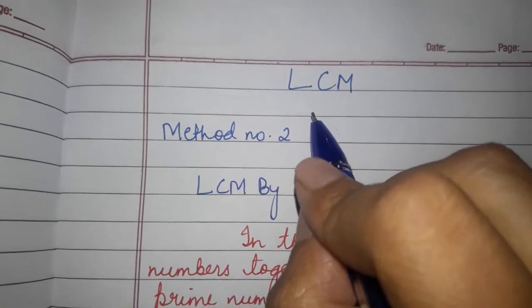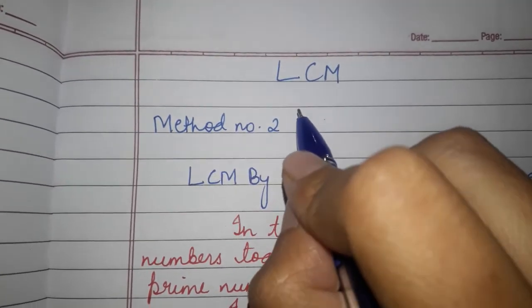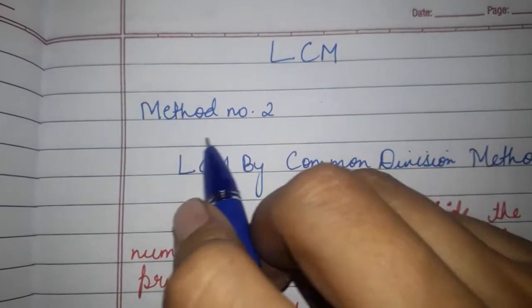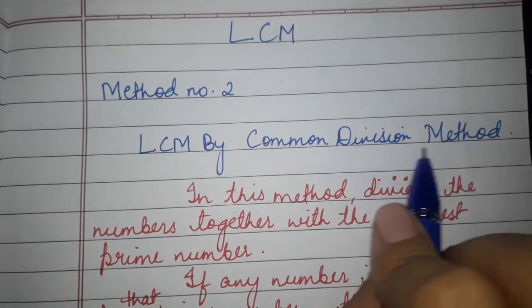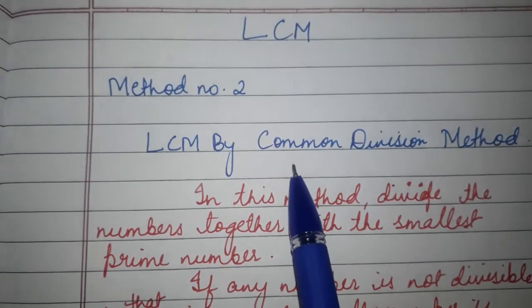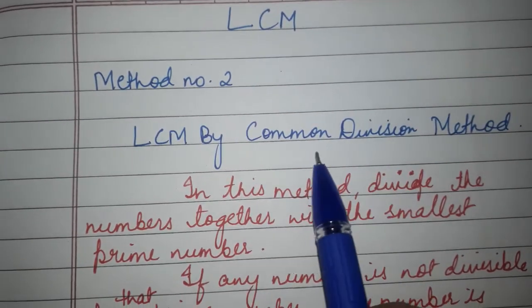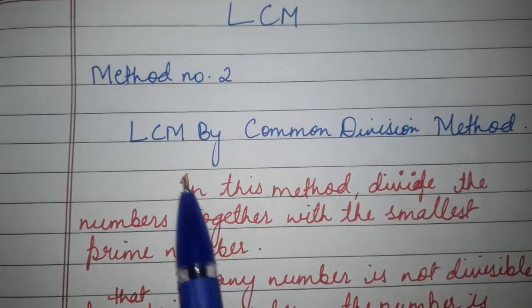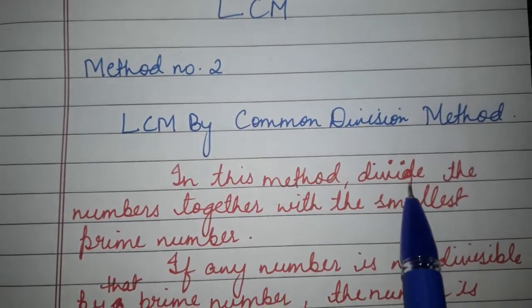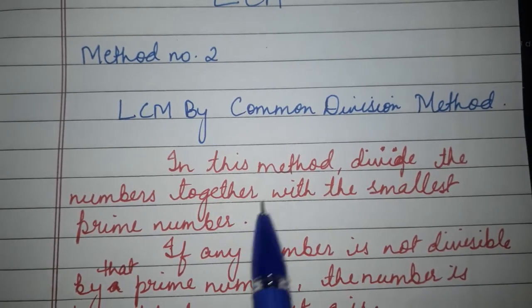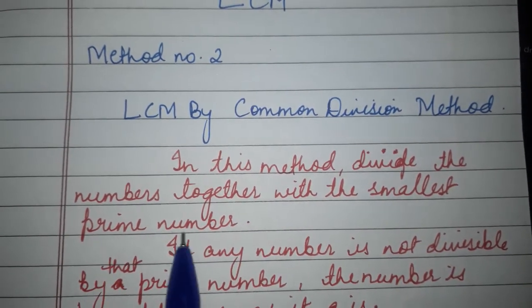Earlier we talked about method number 1 of LCM, that was the listing method. Now today is method number 2, that is the common division method. Children, as the name suggests, we will take out the common number in the division by dividing the numbers. How? In this method, divide the numbers together. We are going to divide the numbers all together with the smallest prime number.